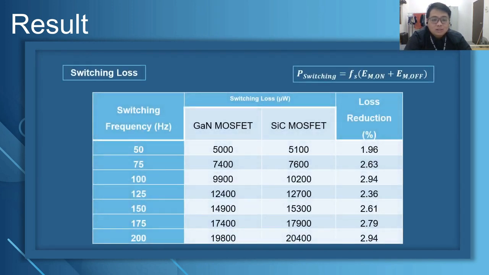Next is the switching loss. The switching loss is calculated by using the formula, the sum of turn-on and turn-off energy times the switching frequency. And this switching loss will increase when the frequency is increased also. The gallium nitride MOSFET shows potential in controlling the switching loss of the inverter, since when the switching frequency is increasing, the switching loss will be smaller than the silicon carbide MOSFET. And overall, by using the gallium nitride MOSFET, the loss reduction of this switching loss is approximately 2 to 3%.